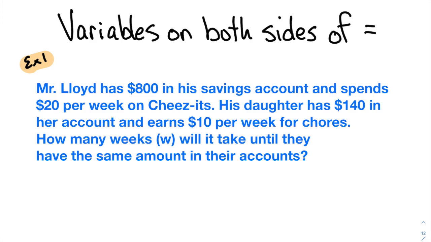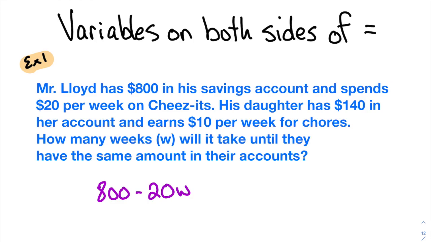With that in mind, let's go ahead and work on solving equations with variables on both sides. So we have our first example in blue. Mr. Lloyd has $800 in his savings account and spends $20 per week on Cheez-Its. I'm going to write a statement that's going to describe what's happening there.